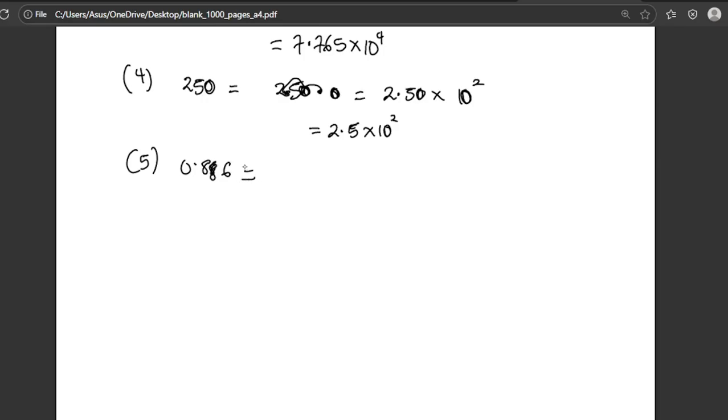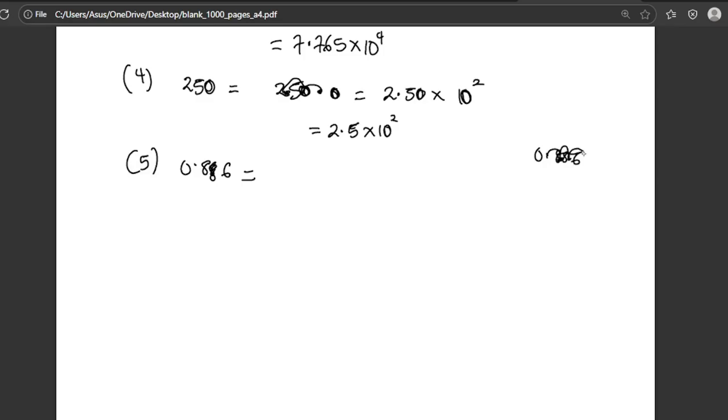886. Here, the decimal point is moved to the right. So now the question we ask ourselves is, where should I stop? Now I have 0.886. Should I stop here or move forward?